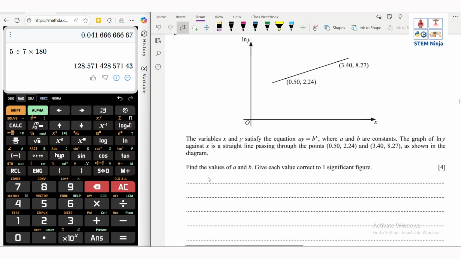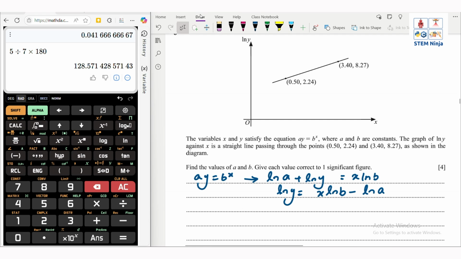So first off, we have ay equals to b to the x, which can be converted into the ln form, ln a plus ln y equals to x ln b. Oh, sorry, no, ln y. So ln y would therefore be x ln b minus ln a.